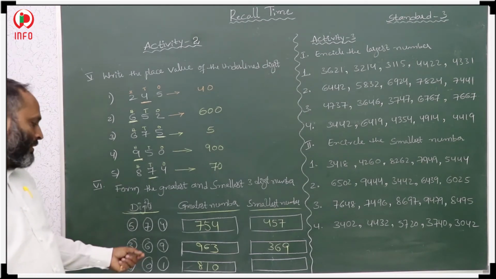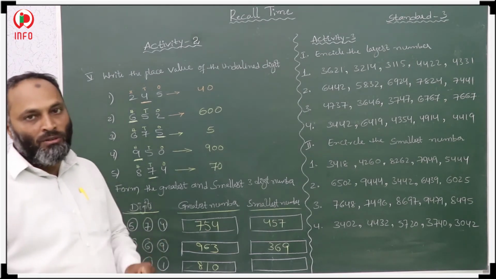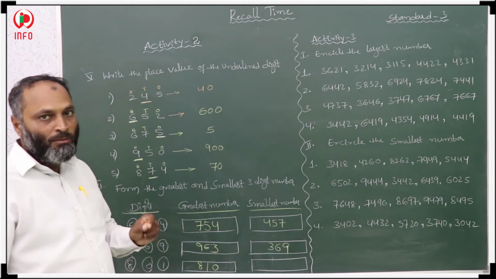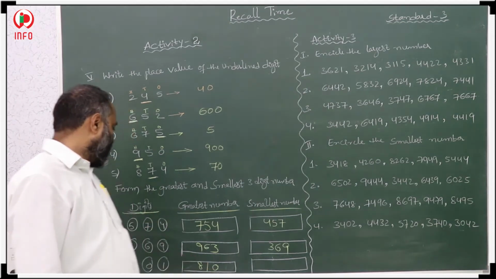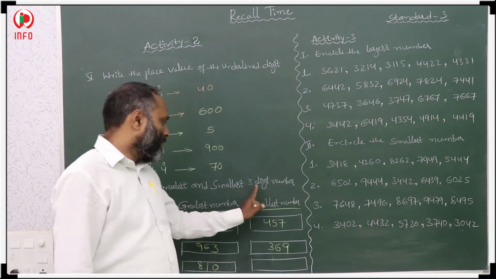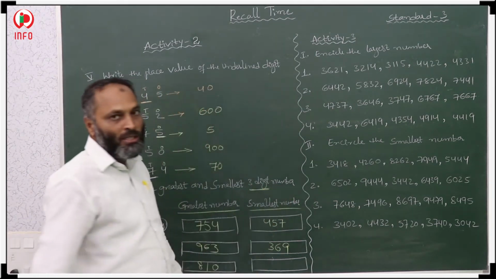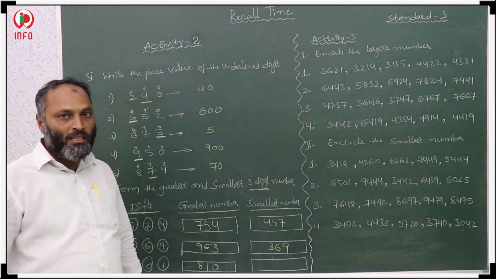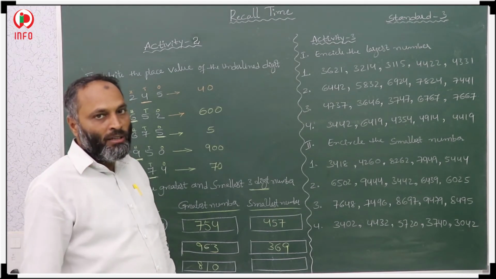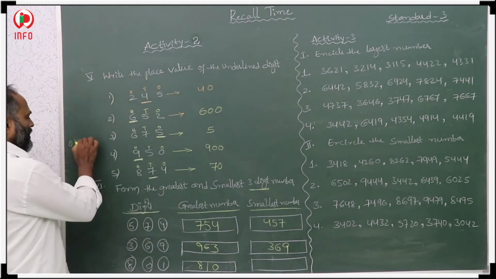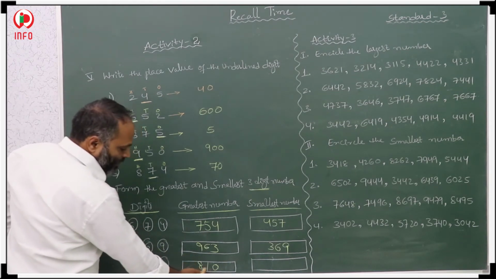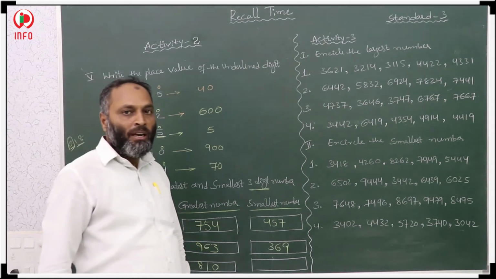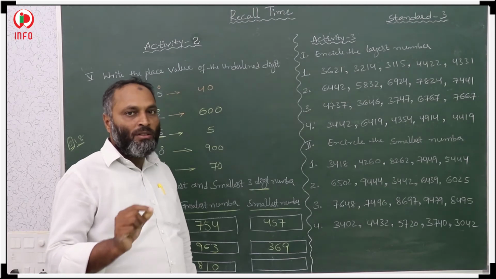Here, for the smallest number, whenever 0 comes, don't start with 0. Start from the second smallest digit. Why? Because we want the smallest 3-digit number. If it starts with 0, then we get 18, which is a 2-digit number, not a 3-digit number. If you take 0, 1, 8, the 0 in front has no value, and we only get 18, a 2-digit number. That is why, if 0 is there, don't start with 0.